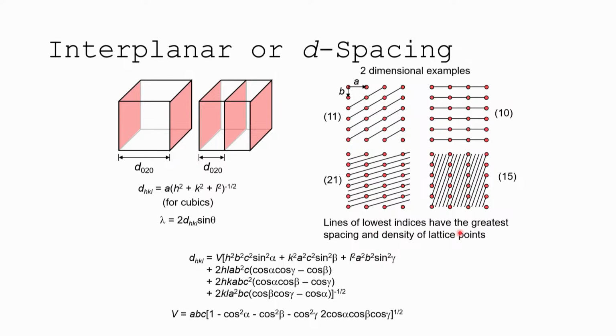So the lowest indices have the greatest spacing, right? If you take the sum of the squares of these, the lower numbers are going to have the largest spacings. So 010 would have a larger lattice spacing than 020, right? That's going to be the smaller lattice spacing. So that's what's being said by this. This is showing the volume of the unit cell.